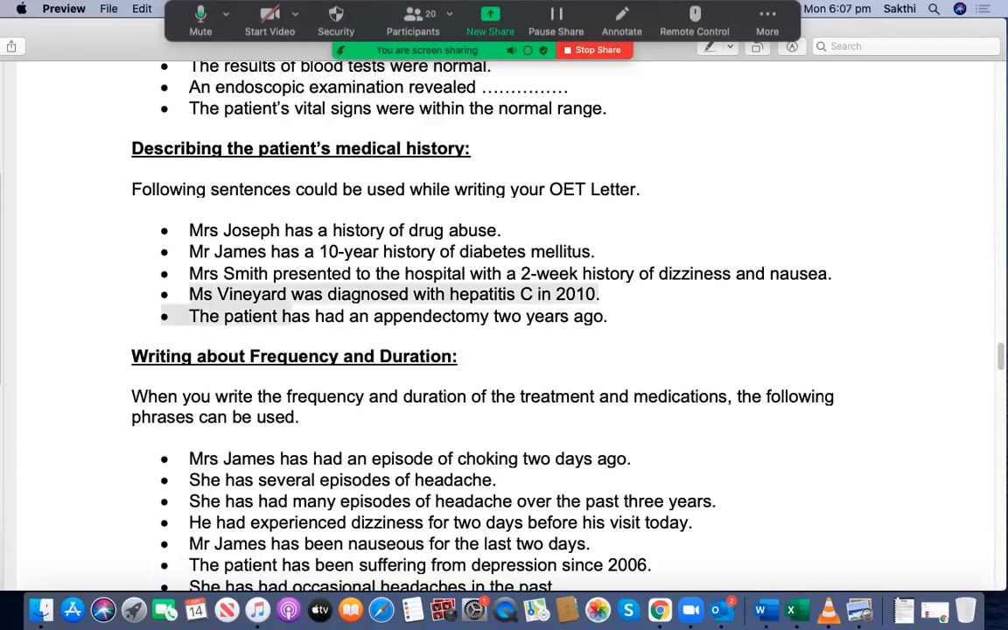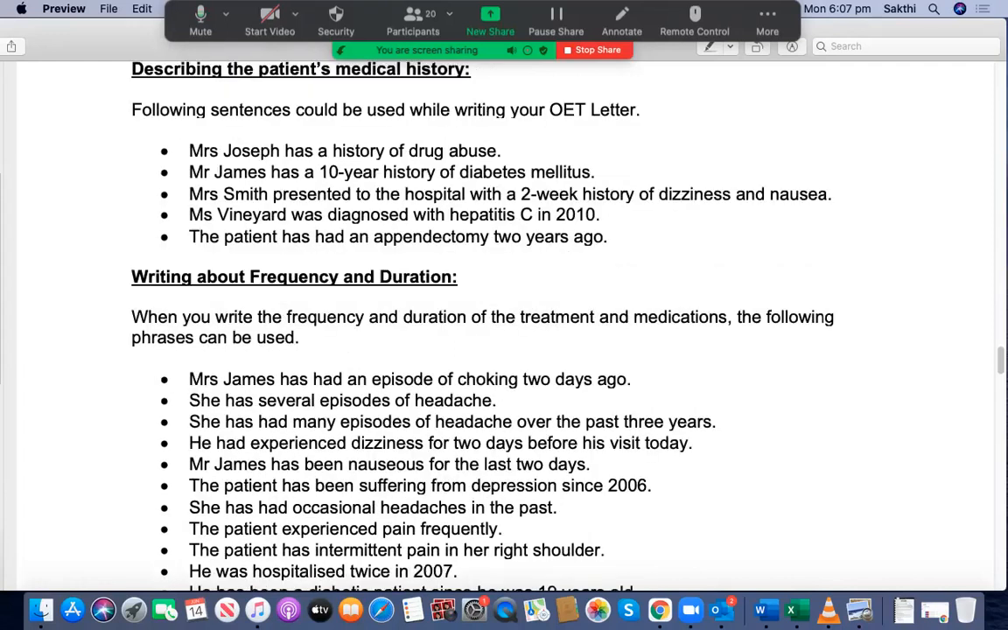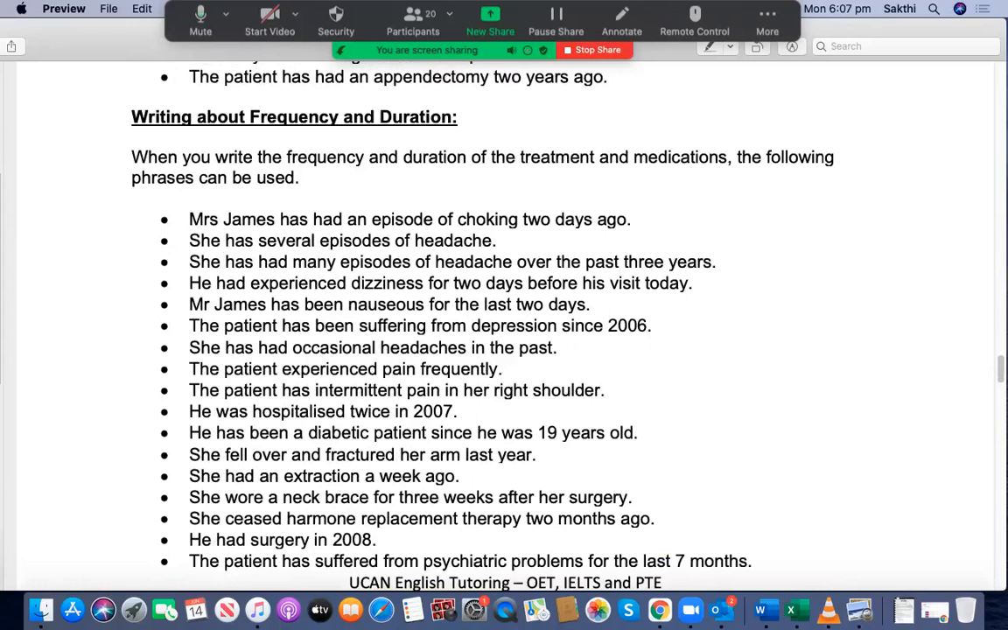And look at this one. Miss Vineyard was diagnosed with hepatitis C in 2010. All right, the patient has had an appendectomy 2 years ago. So these are the ways you can write. See, these are simple sentences. You can also use complex or compound sentences, but it's up to you. If you feel you are really good at that, you can use that. Otherwise, you can use simple sentences. Even though you are aiming at, let's say, a B grade plus, you are still okay to use some simple sentences. They're not going to harm your score.